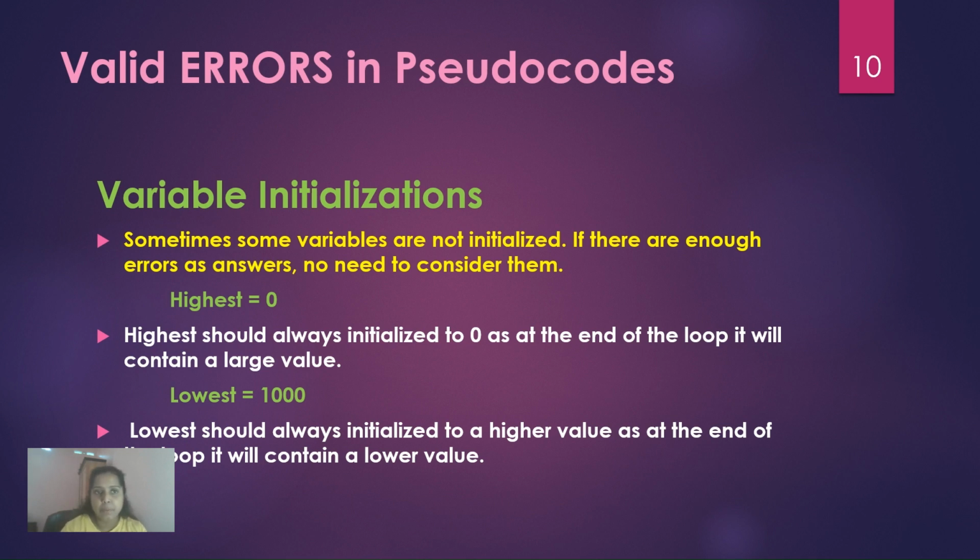Highest equals 0, that is how we initialize the highest variable. Highest should always be initialized to 0 as at the end of the loop it will contain a larger value. Lowest most of the time is assigned a larger value. Lowest should always be initialized to a larger, higher value, as at the end of the loop it will contain a lower value.